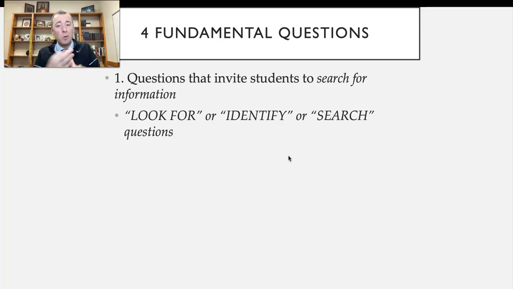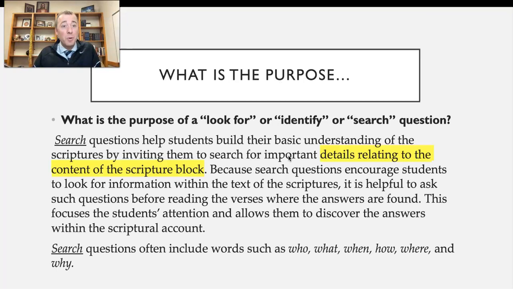So what is the purpose? So remember, yes, I need to know why I ask these types of questions. So what is the purpose of these types of questions? Search questions, or look for, identify, search questions, help students build their basic understanding of the scriptures or a quote by inviting them to search for important details relating to the content of the scripture block. Meaning, I'm going to ask them to, hey, look for this in the following verse. Look for this in the following quote. Before I have them watch a video, I'm going to say, look for this as you watch this video.